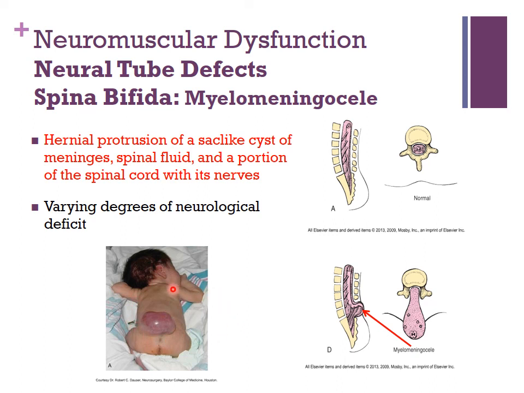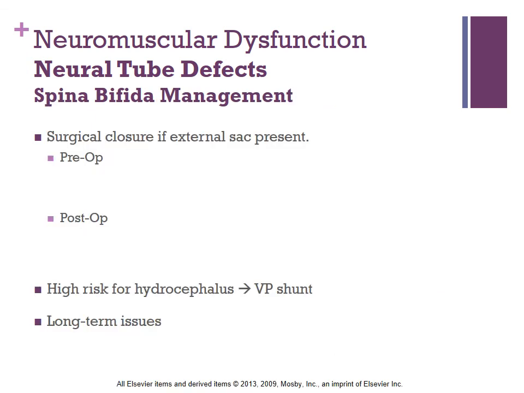Something you want to know, if this sac ruptures, then there is a significant risk for CNS infection. So if this sac ever ruptures, the physician needs to be contacted immediately. So you want to keep it moist. You'll typically keep it covered with a wet gauze. And you're very mindful of this area. Very, very.